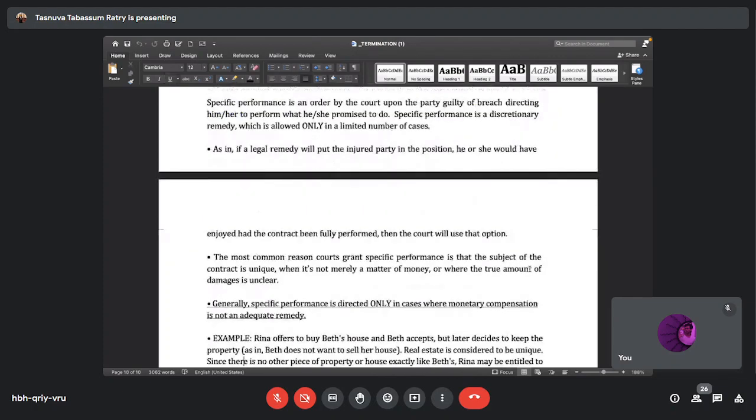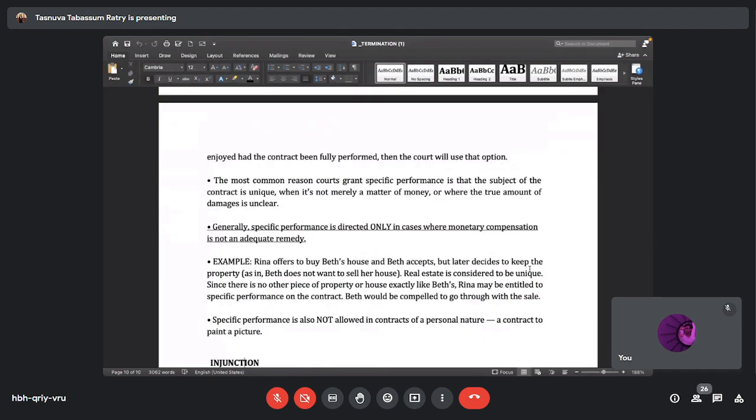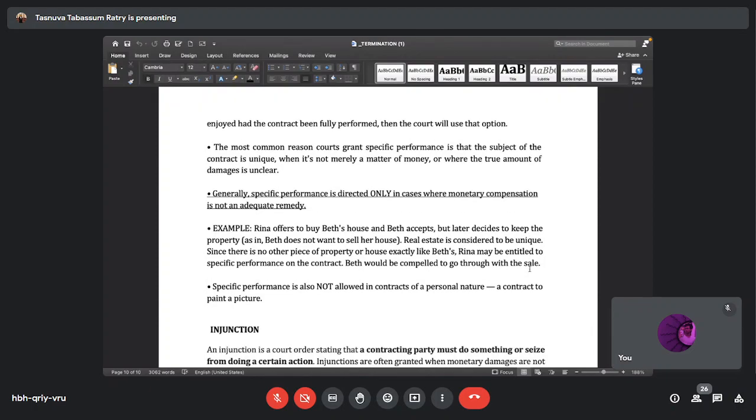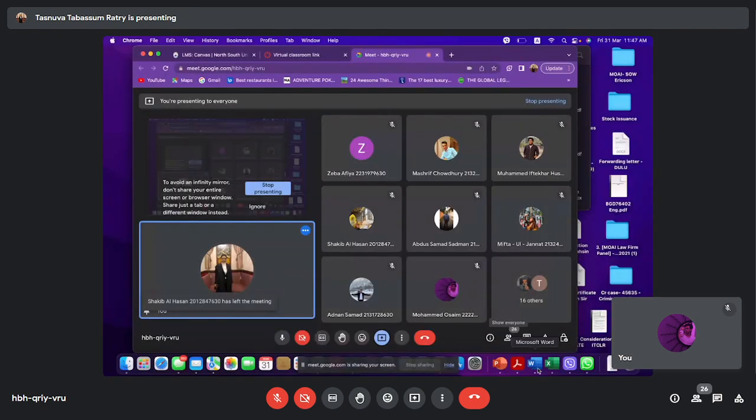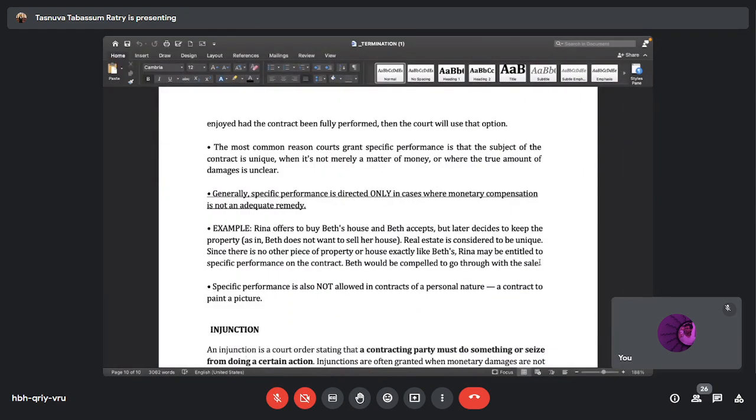Usually, specific performance is given in situations where we saw that monetary compensation is not an adequate remedy. Specific performance is given as a direction of an order. However, specific performance is not allowed in contracts of personal nature. So, contracts where personal nature is involved, say you have a contract to paint a picture, in those contracts, specific performance is not allowed.